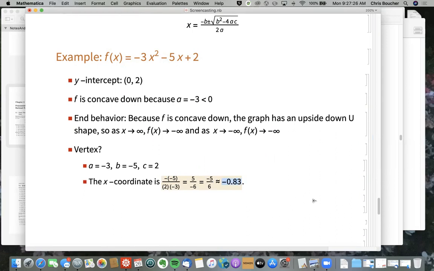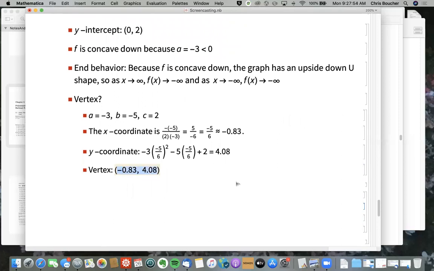And to get the y-coordinate, well, if you know the input value, just use the rule to get the output value. So I'm just going to compute f of negative 5/6. That is, I put negative 5/6 in the input slot for this function, and that looks like this. And if I load that into a calculator, I come out with 4.08. Okay, so the vertex here is the point, yes, negative 0.83, comma 4.08. Notice that vertices and roots don't have to come out to be nice round numbers. They might be a little bit messy, but that's okay. One number is just as good as another.